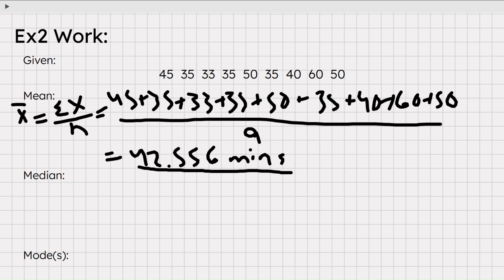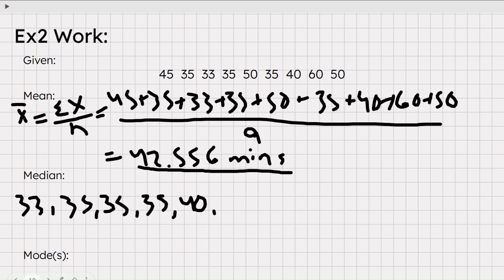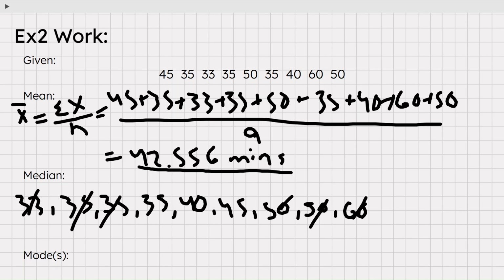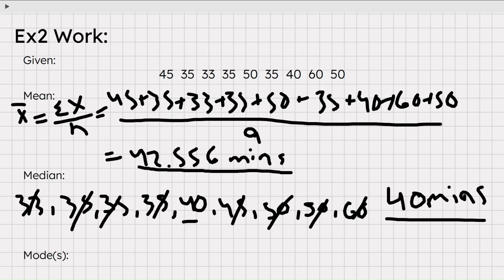Now for the median, we would first arrange the data values, which would be 33 least, 35, 35 again, 35 again, 40, 45, 50, 50, and 60. Now, as we did before, we can cross off the ends, or however you like to find it. And as we can see here, 40 is remaining. So 40 minutes would be our median.